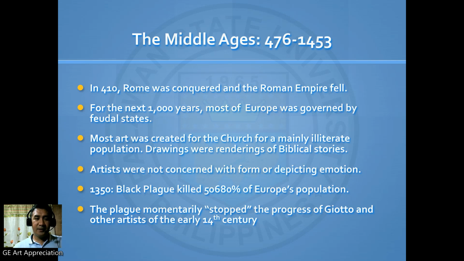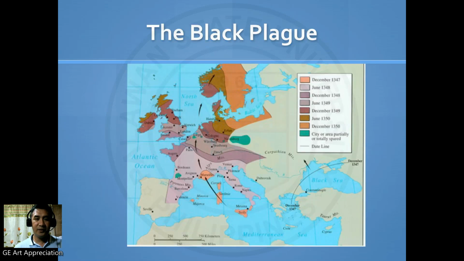Let's take a look at the Middle Ages, from 476 to 1453. It says here that in 410, Rome was conquered and the Roman Empire fell. So most art was created for the church for a mainly illiterate population. Drawings were renderings of biblical stories. In 1350, the Black Plague killed 50 to 60 percent of Europe's population. So this is the Black Plague.